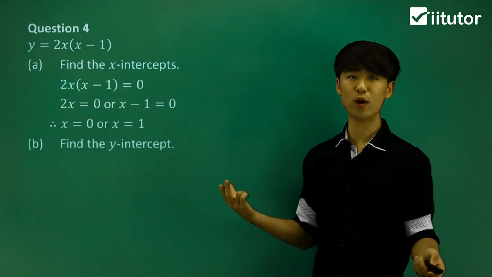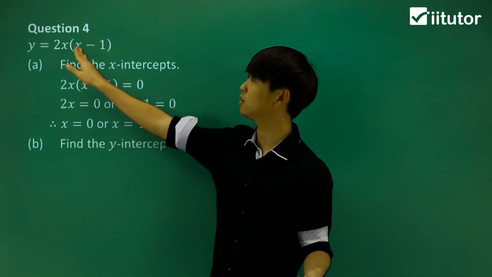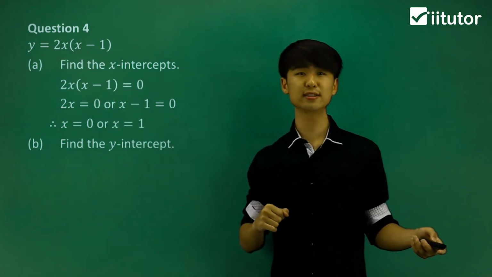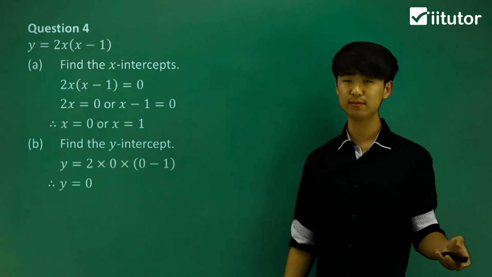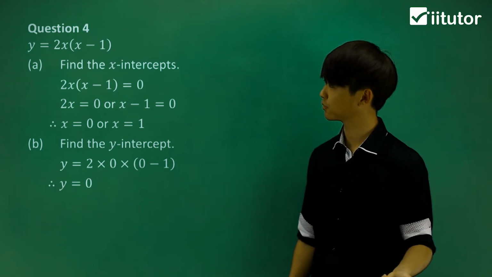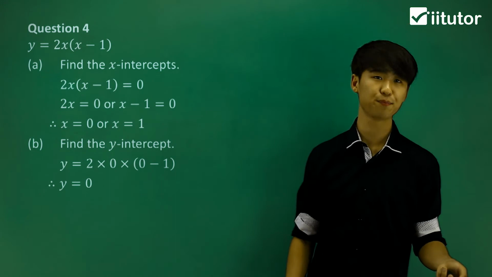Now finding the y-intercept. Again, finding the y-intercept is easy. We're just going to substitute x is equal to 0. So put your zeros into your x's, and we'll see that my y-intercept is also 0. If I put 0 into the x's, I get y-intercept is 0.